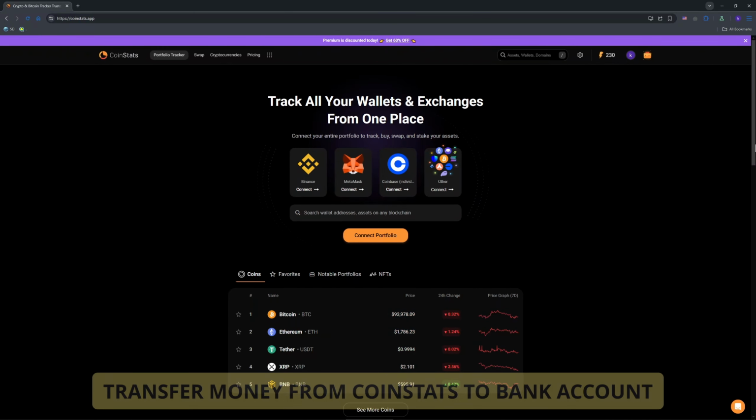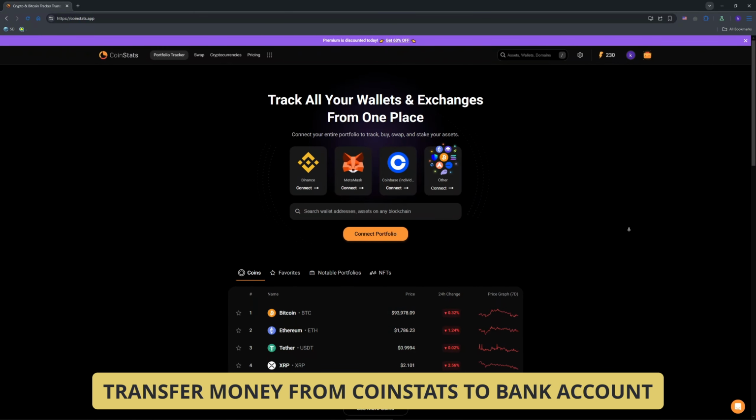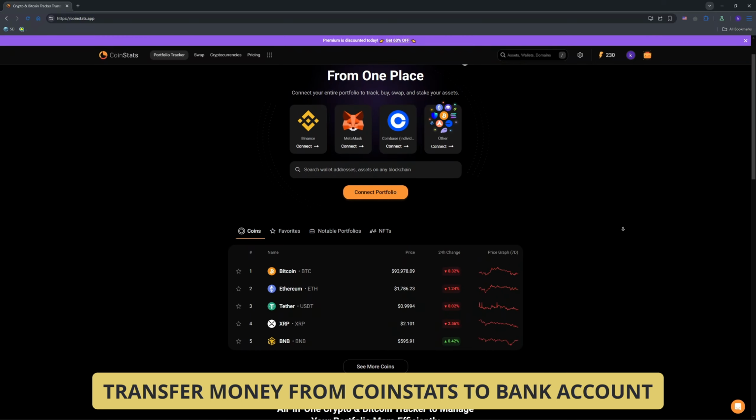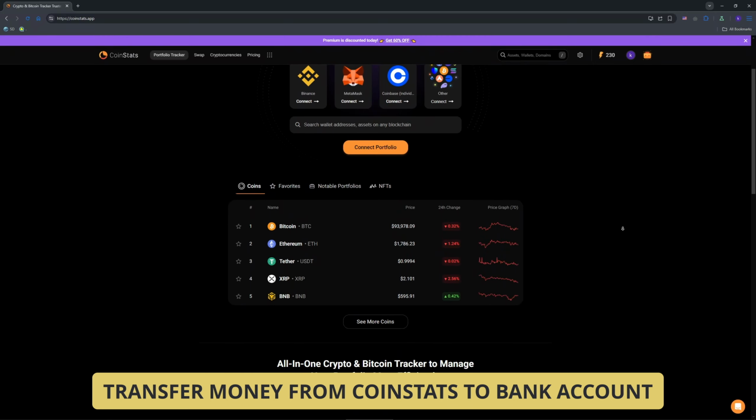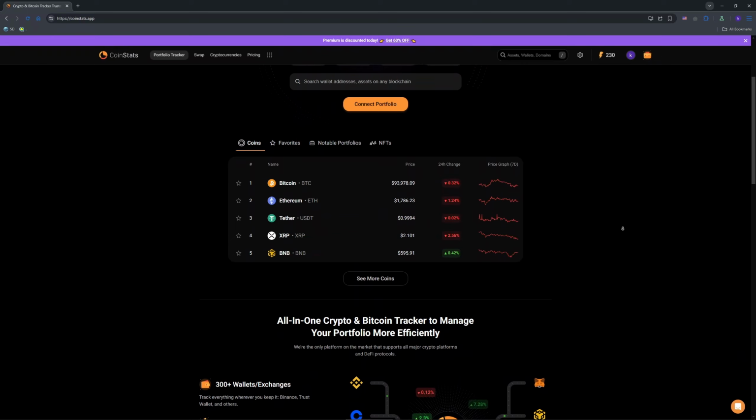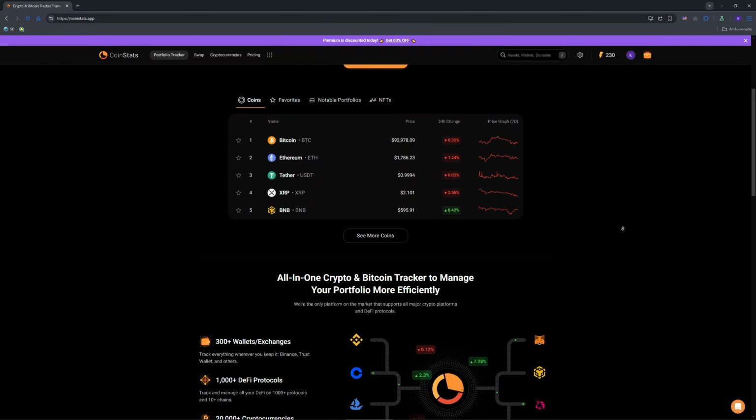Want to cash out your crypto from CoinStats to your bank accounts? Well, CoinStats is a portfolio tracker, not a wallet, so I'll show you how to move funds from connected wallets to exchanges to your bank.